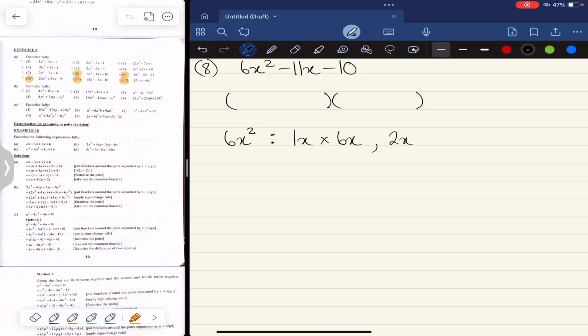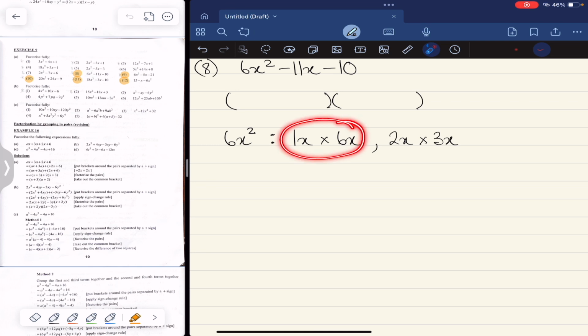Another option would be 2x times 3x. That will also give me 6x squared. Now, of course, you can say the next factor of 6 is 3, but that will pair up with 2 again, so we already have that one. So we've got the 2 and the 3 already, and you can say the next one is 6 itself is a factor, but 6 times 1 will give you 6 again, and we already have that option over here. So this would basically be our product options for 6x squared.